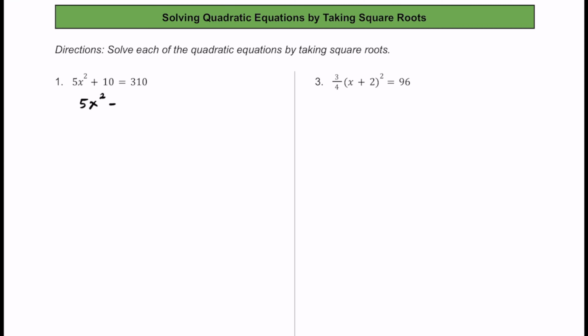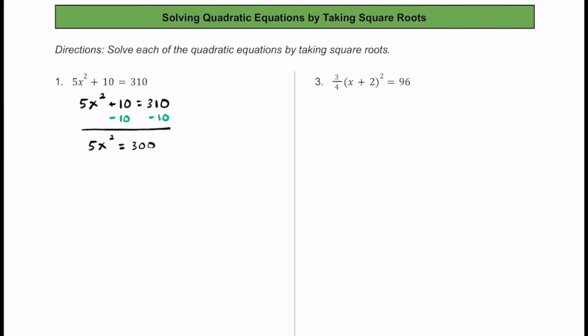So we have 5x squared plus 10 is equal to 310. And when we solve these equations by taking square roots, what we really want to do is isolate whatever is being squared. So let's first get rid of this 10 on both sides of the equation. So using the subtraction property of equality, we can take away 10 from both sides. If we do that, we're going to be left with 5x squared on the left side, and then 310 minus 10 is going to be 300.